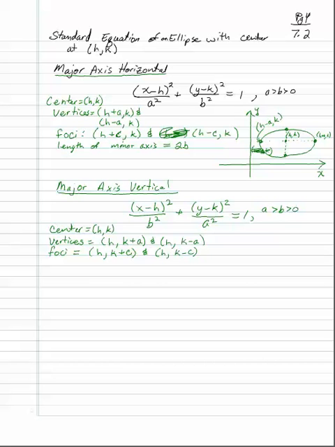And we still get c by doing c squared is b squared minus a squared. I forgot to write that up here. So, same thing. No, c squared is a squared minus b squared. I wrote this one backwards. c squared is a squared minus b squared. Okay, you do the bigger one minus the smaller one. And then the length of the minor axis is still going to be 2b.